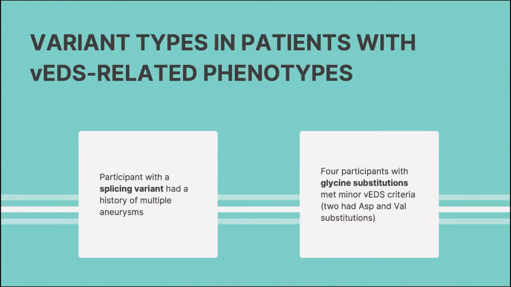Looking now specifically at the variant types in the patients, 1 participant with a splicing variant had the history of multiple aneurysms, and 4 participants with glycine substitutions met minor VEDS criteria for non-arterial manifestations. 2 of these 4 participants had aspartate and valine substitutions respectively, which have been previously found to be more destabilizing and associated with poor survival.